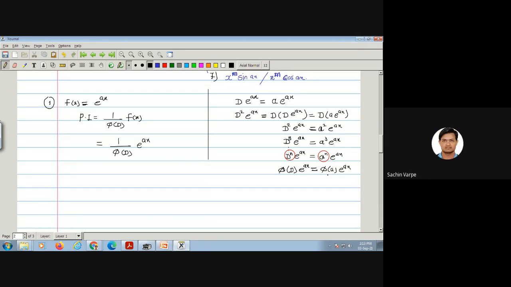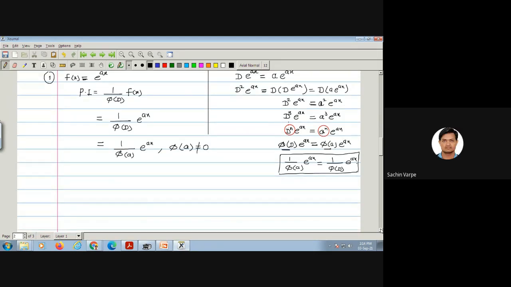So when I take these two terms in a cross manner like this, that is 1 upon phi of a, if I take here e to the power ax, and 1 upon phi of D operated on e raised to ax, then this gives me the formula or the pattern. Is this clear? So from this, we can write it equals 1 upon phi of a into e to the power ax. So this is what the formula is. That's it. But provided that this denominator must be non-zero.